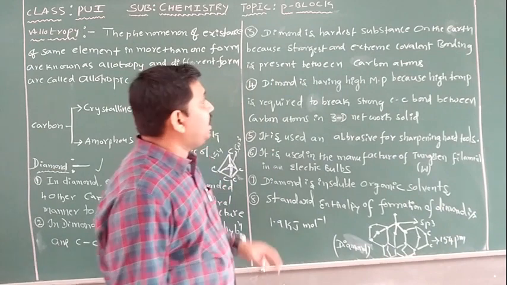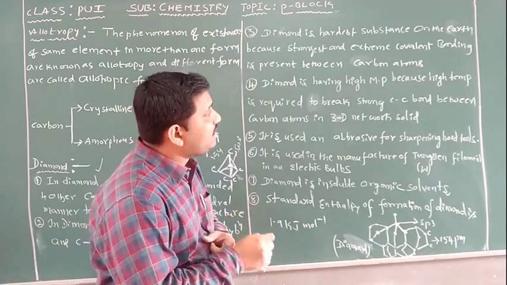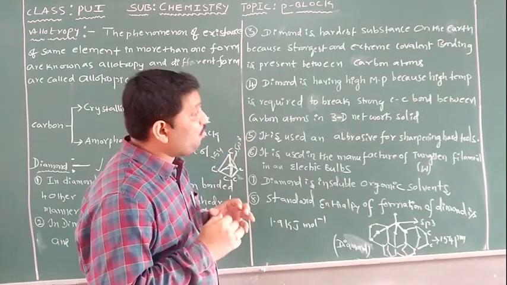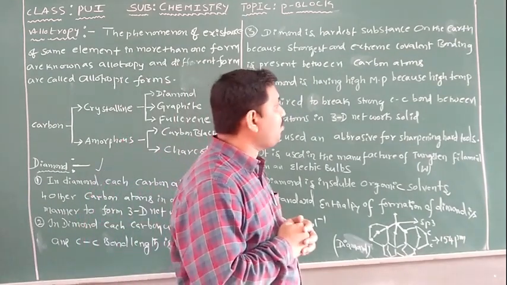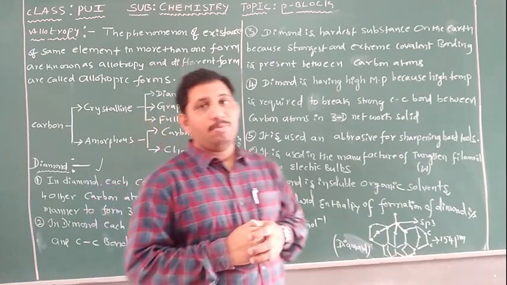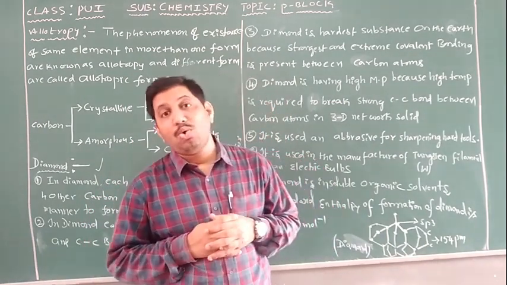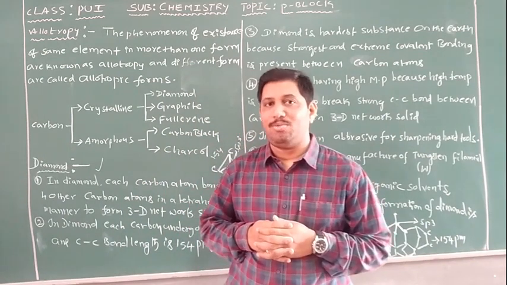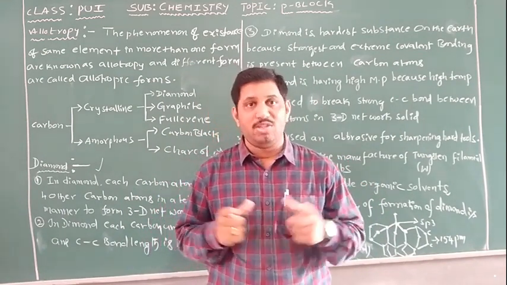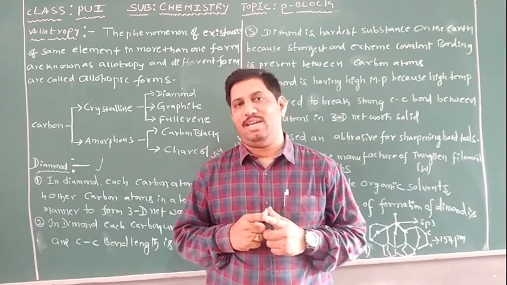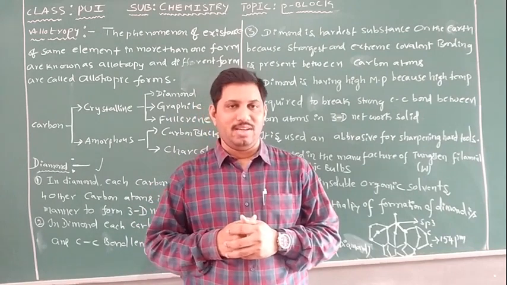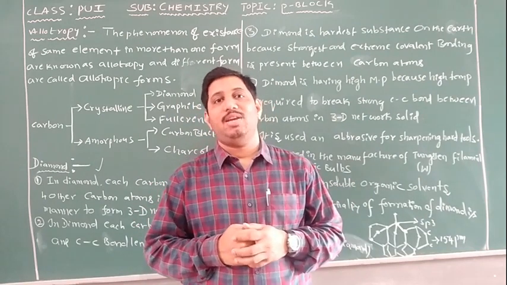Okay, students. Next one. Diamond has the highest melting point because highest temperature is required to break the strong carbon-carbon bond between the carbon atoms in a 3-dimensional network solid. We know that diamond is a covalent compound. Between the 2 carbon atoms a covalent bond is formed because both have similar electronegativity. Even though diamond has the highest melting point, it is opposite to the normal behavior.